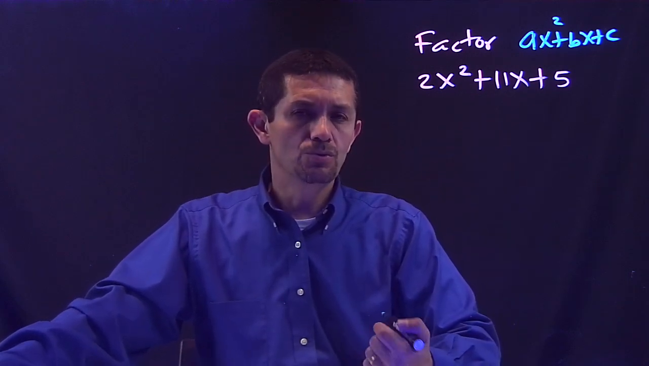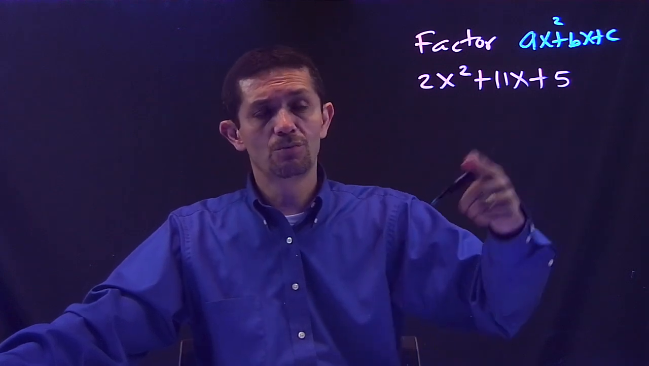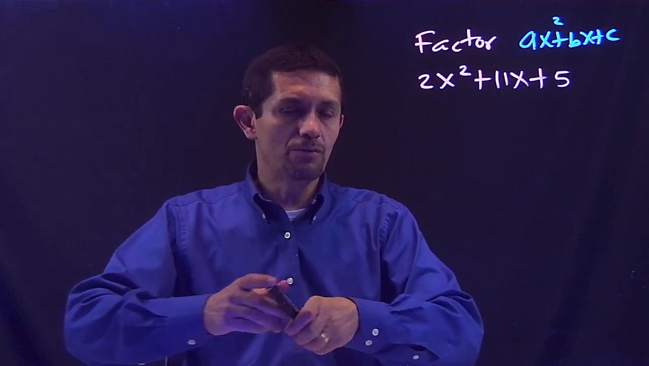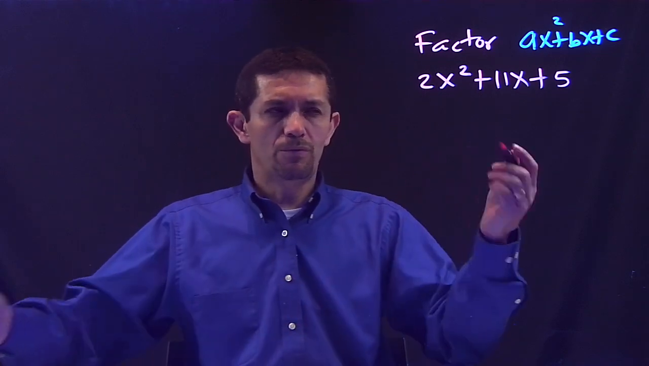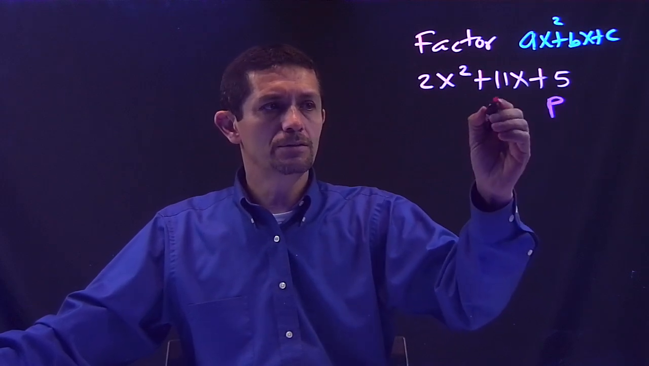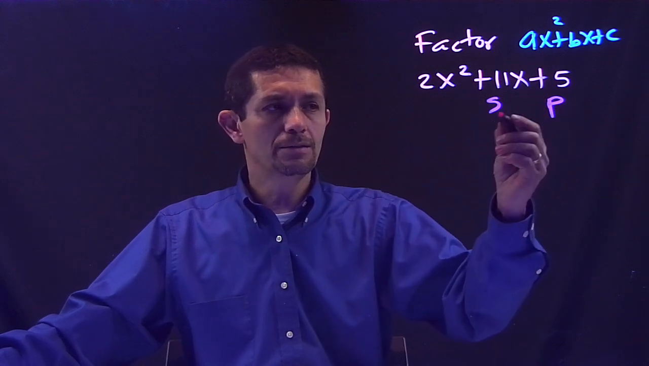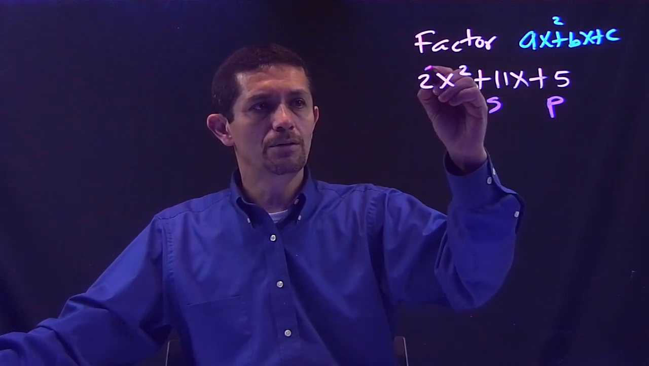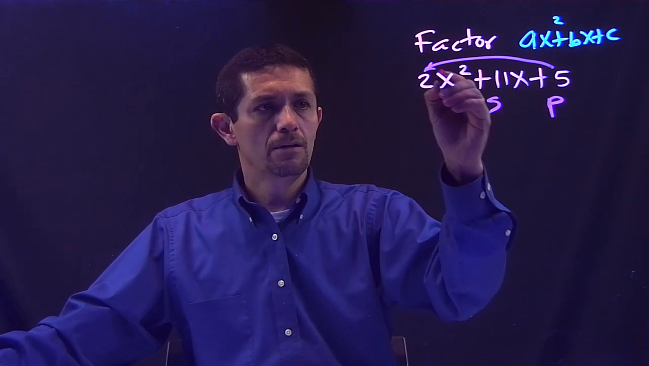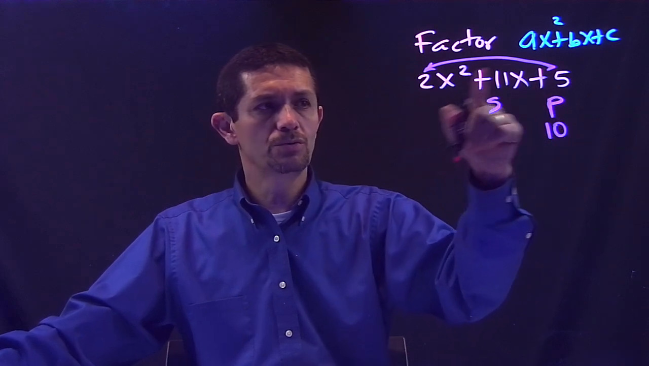To do grouping, I need 4 terms. Therefore, I need to turn a trinomial into a polynomial with 4 terms. To do that, the process I'm going to follow is the following. If you remember from factoring, I always do product and sum. P stands for product, S stands for sum. In my case, I need my product to be equal to the first times the last. 2 times 5 is 10, so my product has to be 10.